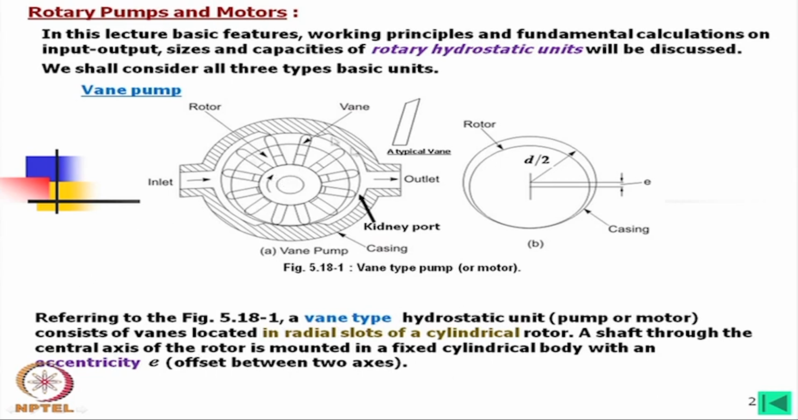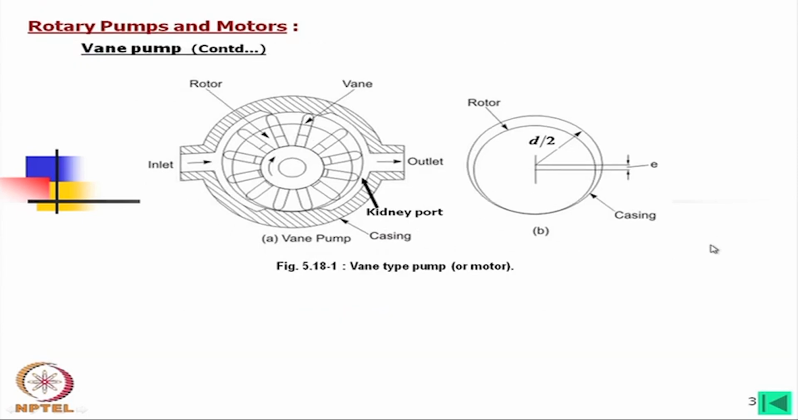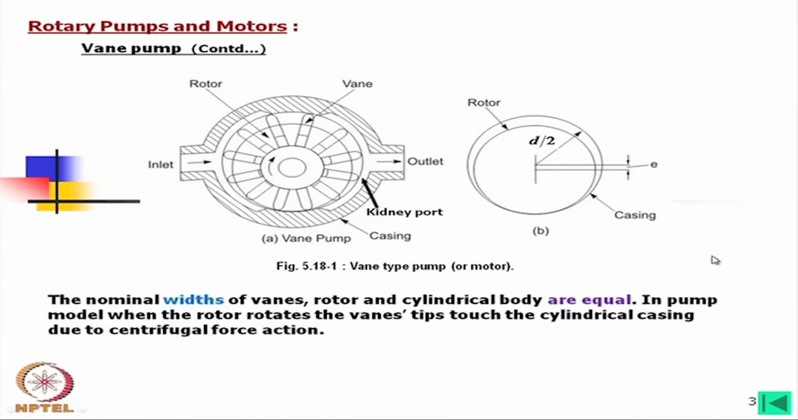This cam now has an eccentricity with this casing. This eccentricity is given by E. Within this casing we mount this one with such an eccentricity. Now, what will happen when this cam rotates, due to the centrifugal action? This will touch the casing. This is the next slide we will discuss.